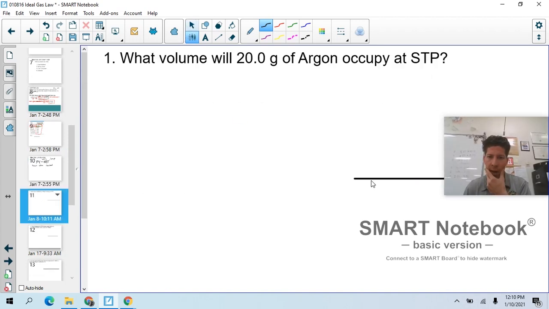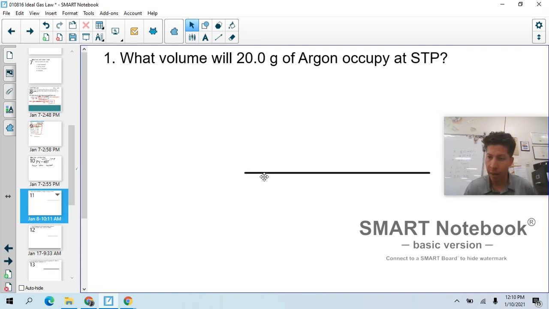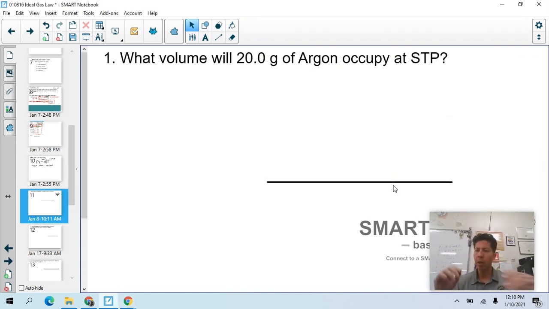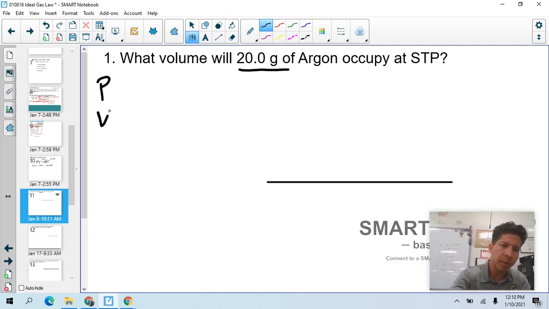So I want to figure out, if I have 20 grams of argon, what volume is that going to take up at STP? All right, so I know I'm going to use the ideal gas law. Okay, if I didn't, this right here should tip me off. Anytime I have an amount of gas, so grams, moles, I know I'm going to use PV equals nRT, or PIV nerd, some people call it. Okay, so P, V, n, R, T.